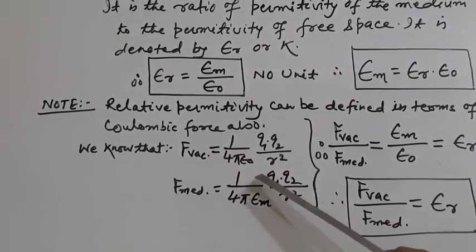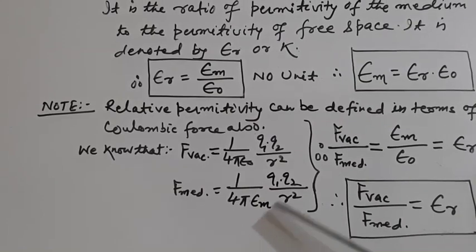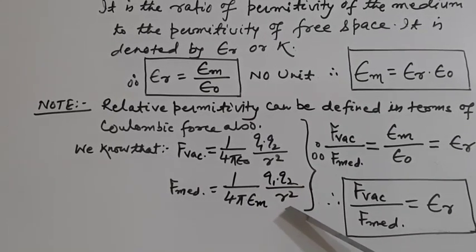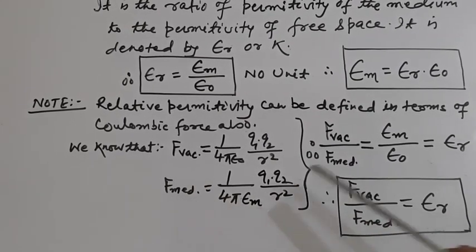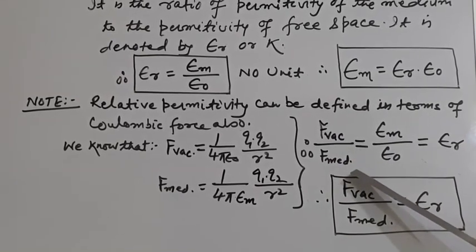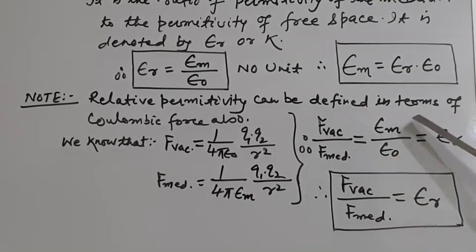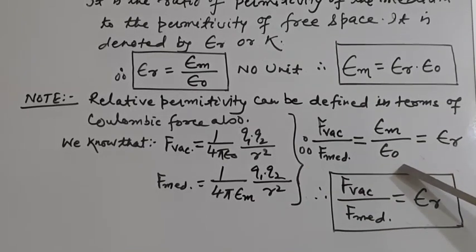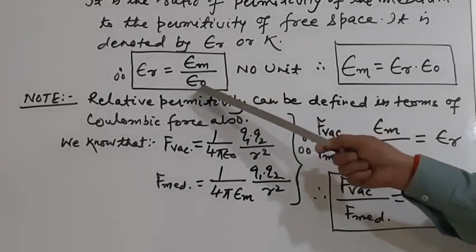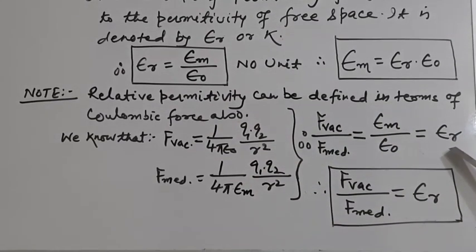Force in medium is 1 by 4 pi epsilon m, Q1 Q2 by R square. Now divide F vacuum by F medium. Here, F vacuum by F medium, this will be cancelled out and the rest will be epsilon m by epsilon naught, and this epsilon m by epsilon naught is the relative permittivity.